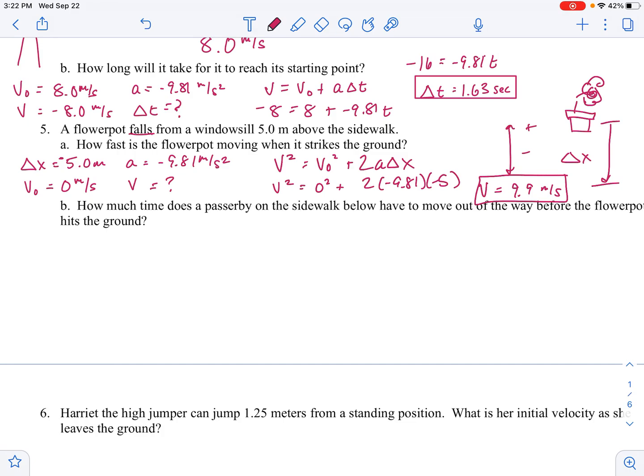Part B, how much time does a passerby on the sidewalk have to move out of the way before the flower pot hits the ground? So now we're looking for delta t. Again, I like to use the simplest equation I can. I have final and initial velocity, so let's use this one. 9.9, 0, negative 9.81, delta t. And when we solve that, we get that delta t is 1.01 seconds.